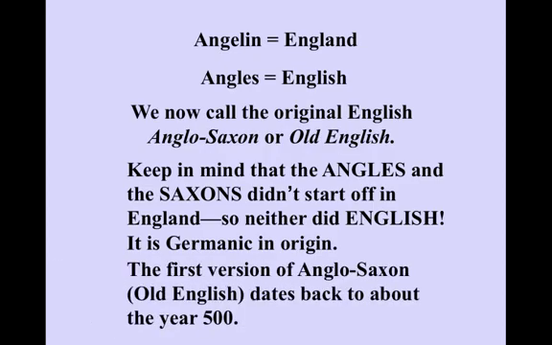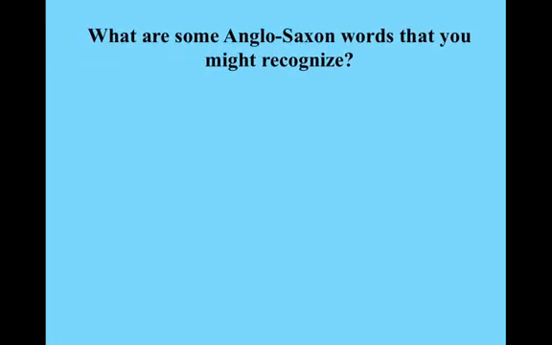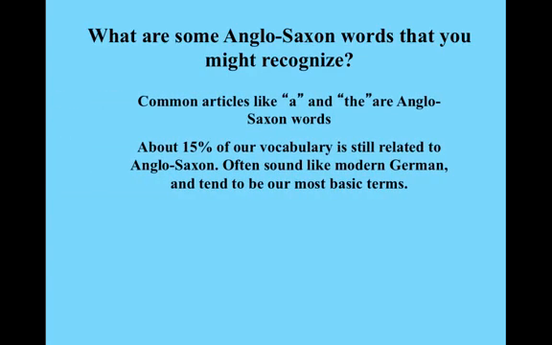The first version of Anglo-Saxon, which is called Old English, dates back to about the year 500, and that's the first piece that we can read in Old English. Okay, so most Anglo-Saxon is not something that you would recognize, but some words from Anglo-Saxon are still in our language today. For example, you might have noticed how weird it is that and and the in Spanish or French don't sound at all like and and the in English, and that's because and and the are Anglo-Saxon words. About 15% of our overall vocabulary is still related to Anglo-Saxon.